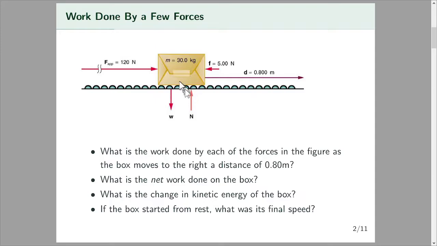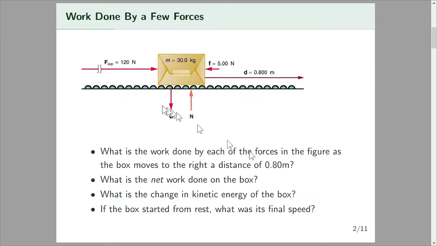There are two other forces, the force of gravity pulling down on it with a lowercase w, and the normal force pushing up on it that's called N. I'll probably call this one F sub g, force of gravity. It's the same thing by a different name, and I'll probably call this F sub n when I'm drawing it. And so we're going to answer some questions.